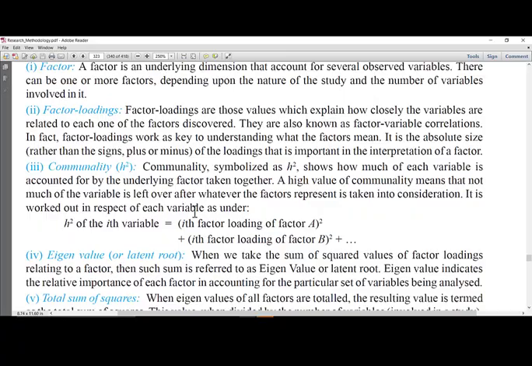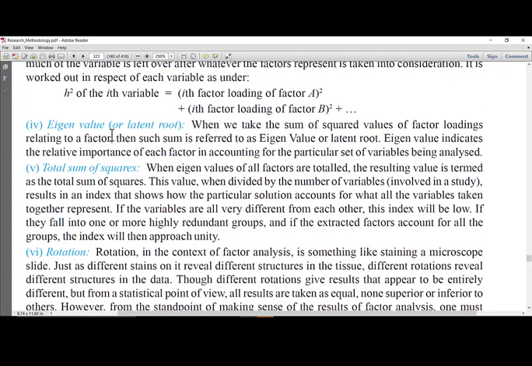Then there is commonality, h square. Commonality, symbolized as h square, shows how much of each variable is accounted for by the underlying factors taken together. A high value of commonality means that not much of the variable is left over after whatever the factors represent is taken into consideration. And it is worked out in respect of each variable as: h square of the ith variable is equal to the ith factor loading of factor A whole square plus the ith factor loading of factor B whole square plus etc.